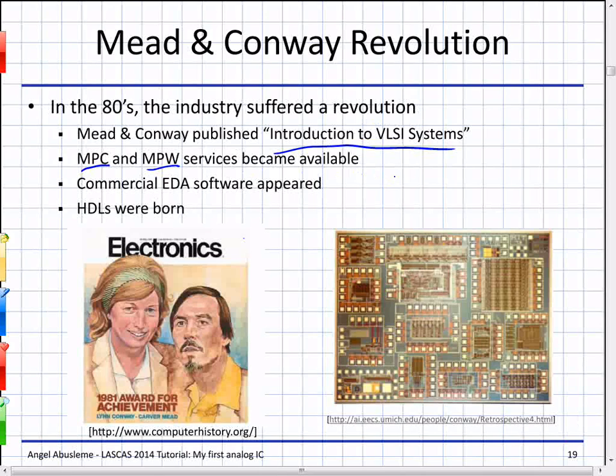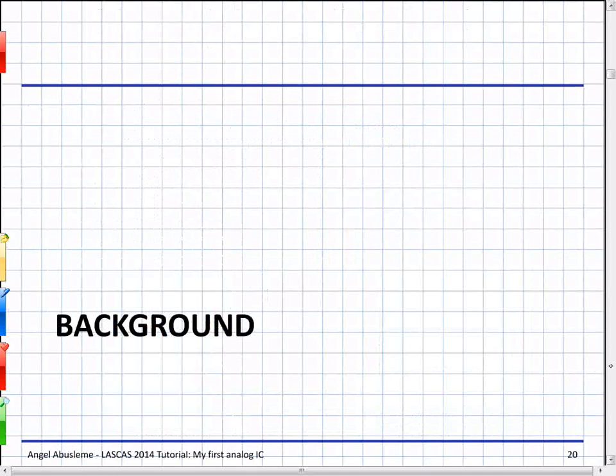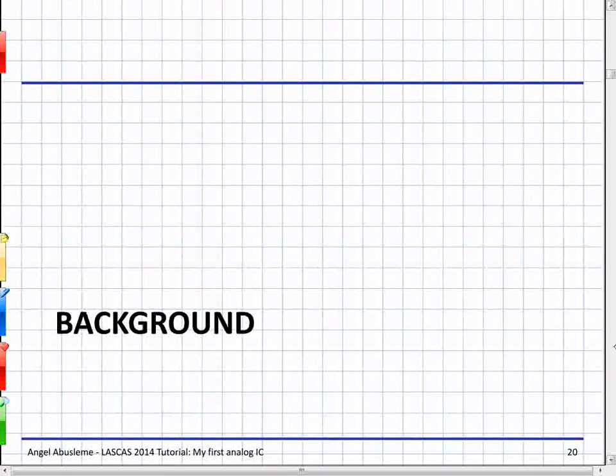Okay, so then the commercial EDA software appeared and HDLs were born. So here we see a chip that has many projects in it. Here's a chip, here's another chip, and so on. Okay, this section is about background, what we would like to know on terminology.